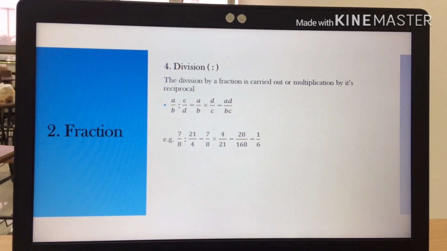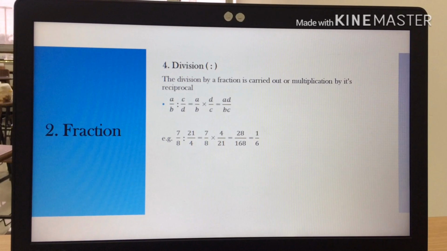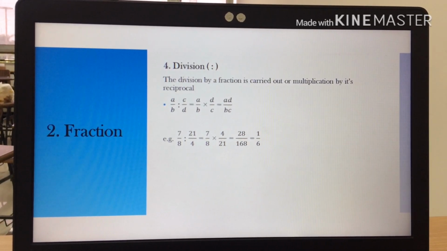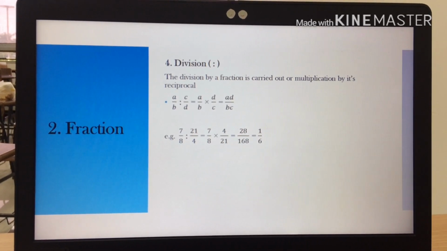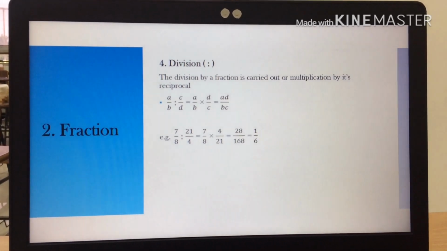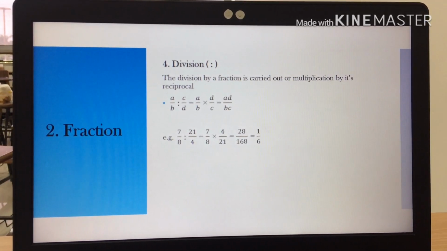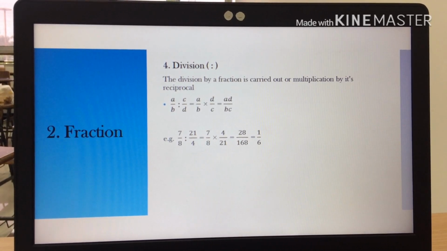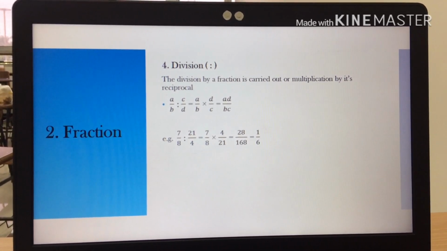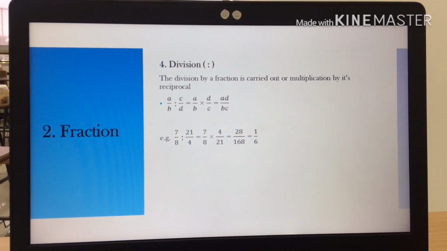The last of fraction is division. The division by a fraction is carried out or multiplication by its reciprocal. The formula A over B divided C over D. It seems like A over B times D over C. So A times D over B times C.